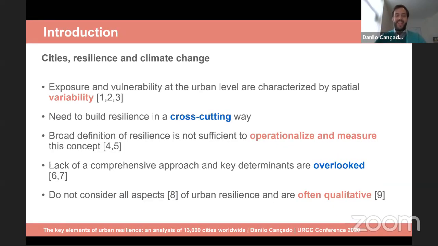Much has already been discussed in the literature about urban resilience, its definitions and concepts that were incorporated over time. So I'm not going to explore this here. I would just like to emphasize that when talking about urban resilience at the urban level, it's important to acknowledge that exposure and vulnerability are characterized by variability within and across cities. And this reinforces the need for urban resilience to be approached in a cross-cutting way. However, the broad definition of resilience as the ability of a complex system to restore its function following an external disturbance cannot actually operationalize this complex concept. Many determinants and indicators of urban resilience are also often overlooked and provide only a qualitative measurement.